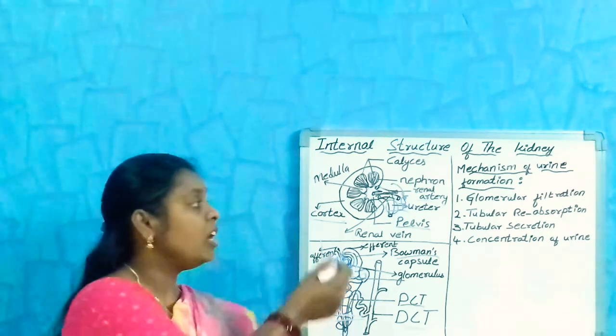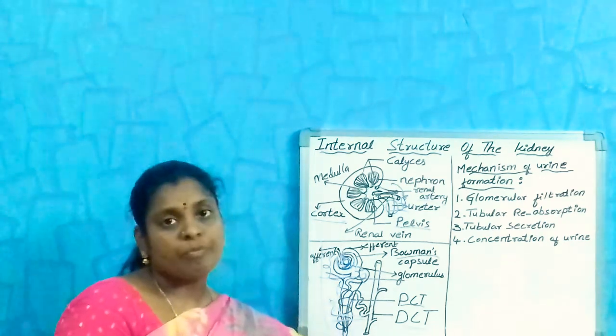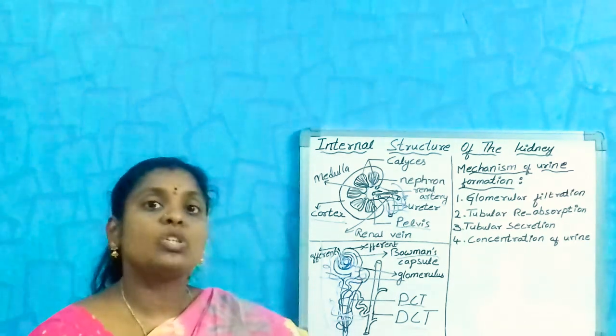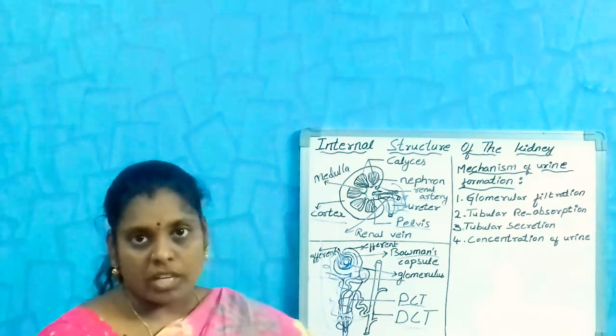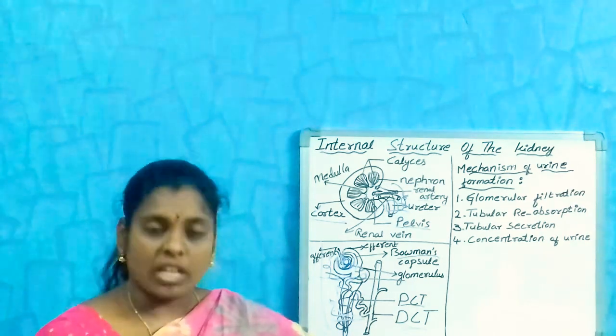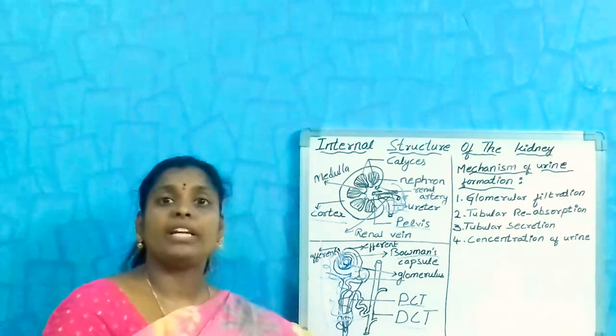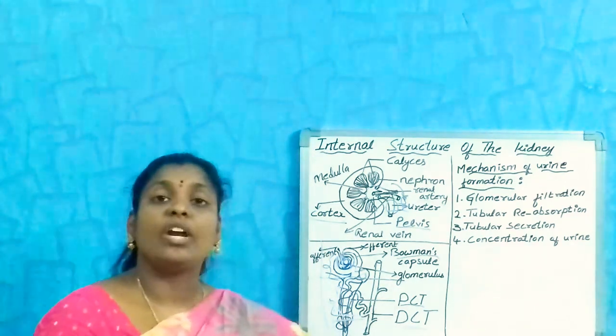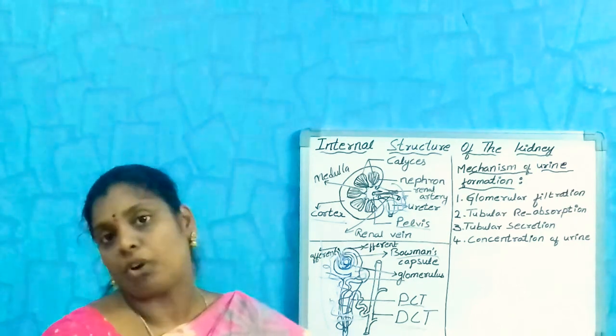Till now you have learnt about the kidney. The excretory system includes the kidney, ureter, urinary bladder and urethra. So till now we have completed the first part, that is the kidney. In the next class we are going to learn more about the remaining parts.